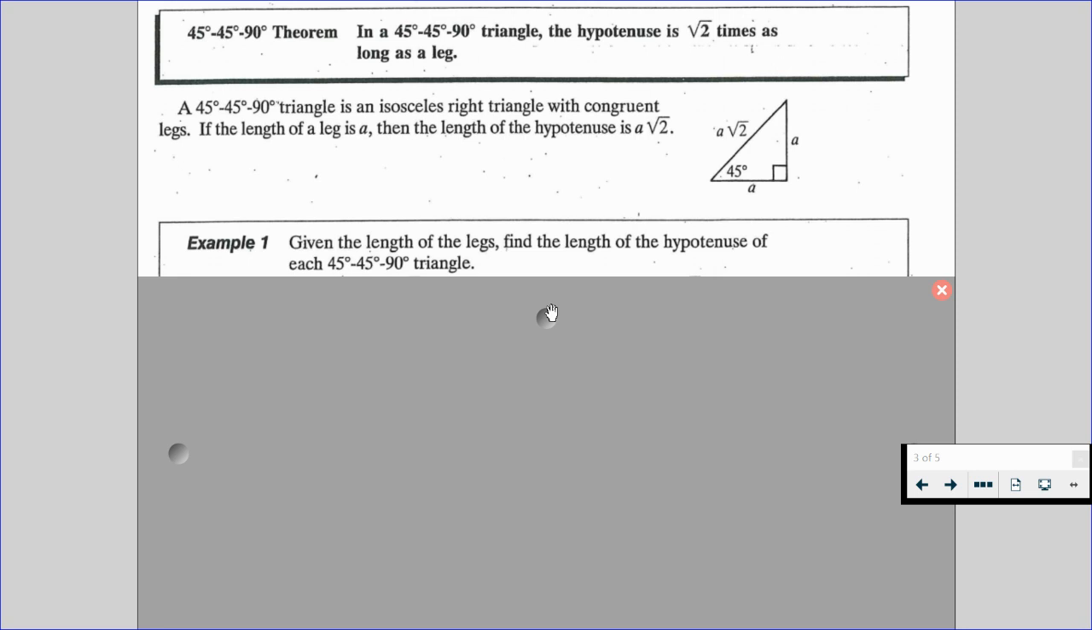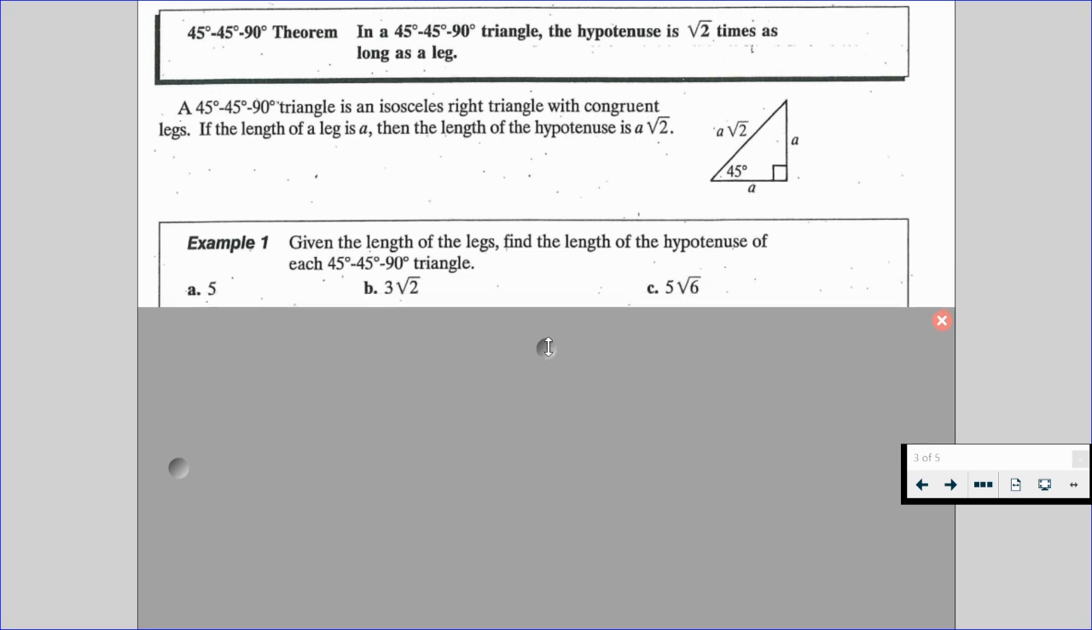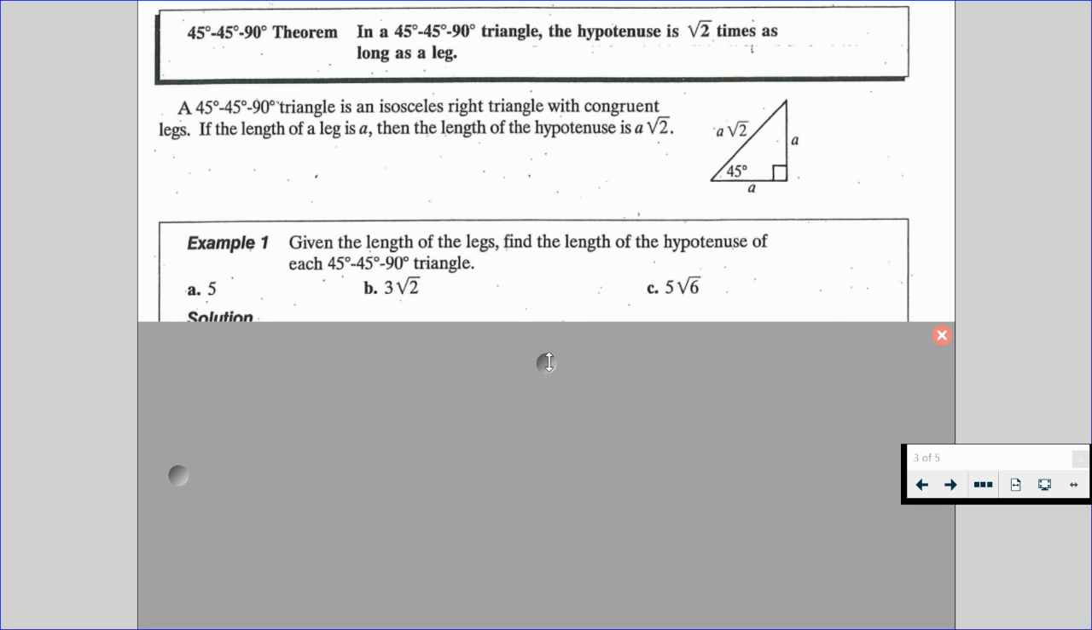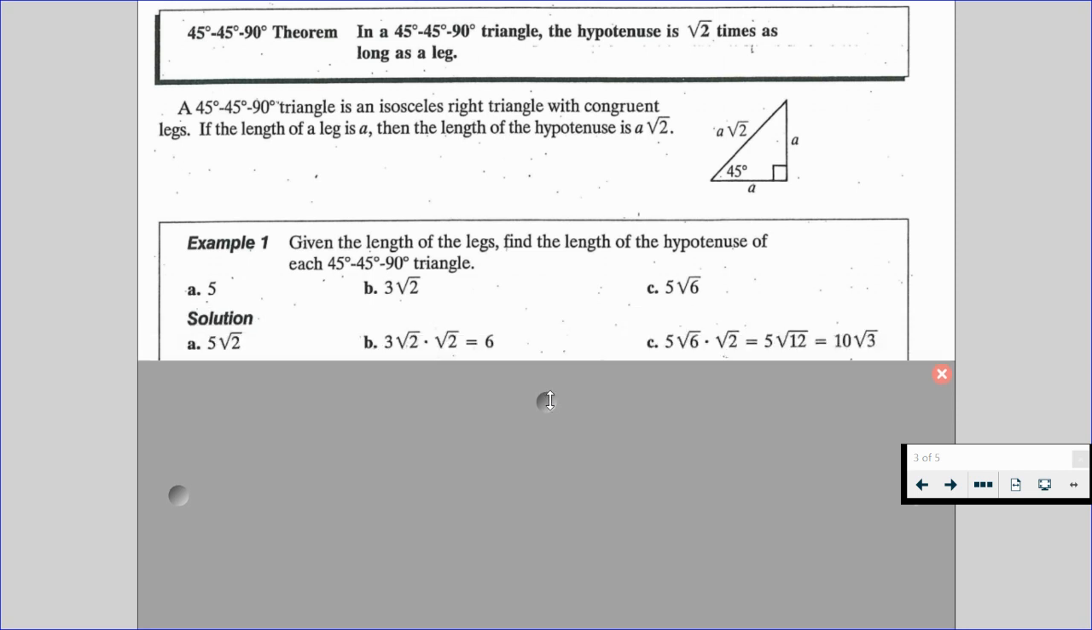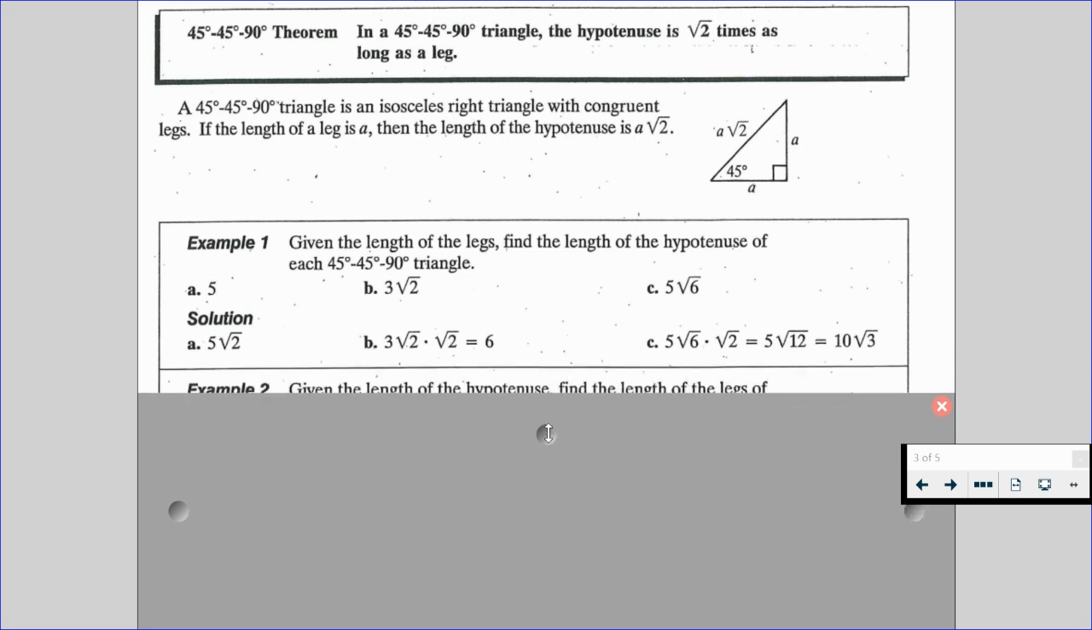Example number 1, we're given the length of the legs, and we have to find the length of the hypotenuse of each 45-45-90-degree triangle. For A, we have a length of 5, B, 3 root 2, and C, 5 root 6. We're just going to multiply all of these by root 2. A, we get 5 root 2. For B, we have 3 root 2 times root 2, which gives us 6. And for C, it's 5 root 6 times root 2, which is equal to 5 root 12, which we simplify down to 10 root 3.